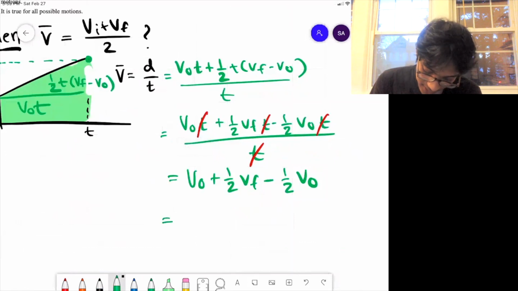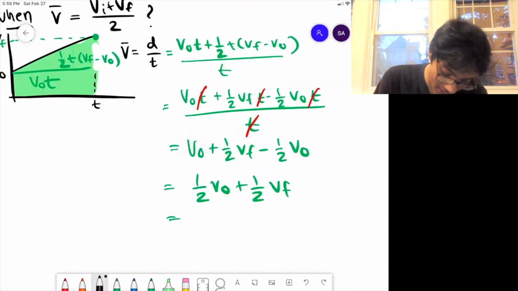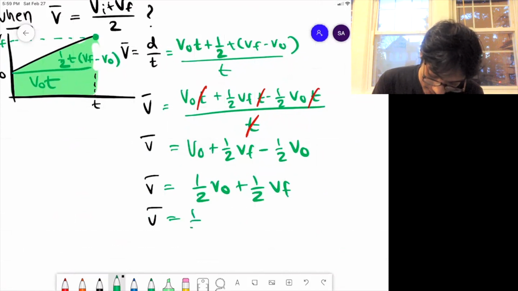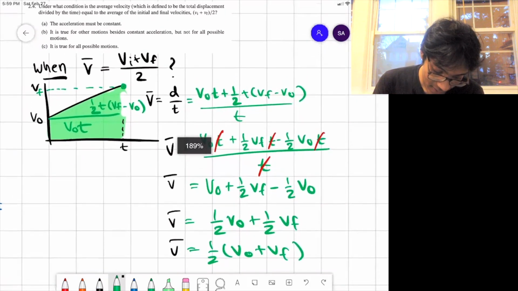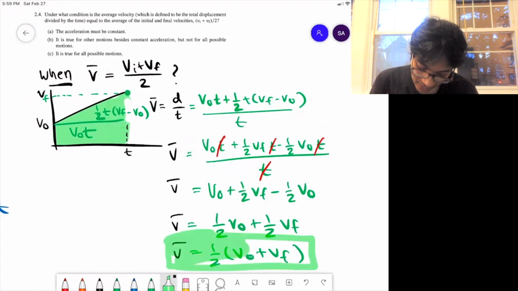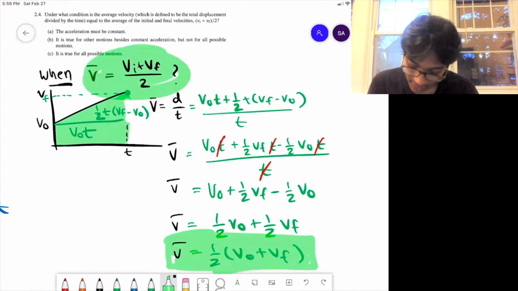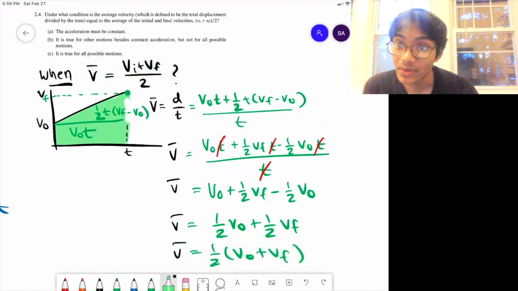So what's that going to give us? Well, I'm going to have v naught minus half v naught. That's just going to give me half v naught. And I'm going to add that to half vf. And so what am I left with? My average velocity is equal to half v naught plus vf, right? And so that's what you would traditionally expect, right? We just proved that average velocity is equal to half of the initial and final velocity. But that's not always the case.